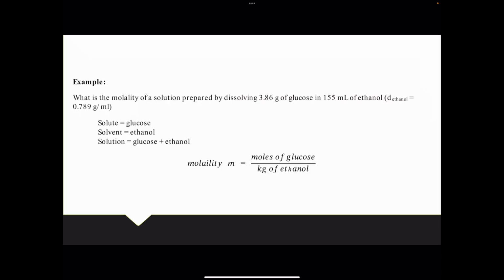So if we take a look at an example, we're asked the molality of a solution prepared by dissolving 3.86 grams of glucose in 155 milliliters of ethanol. If we break this down, again, identify our solute, solvent, and solution. We are dissolving 3.86 grams of glucose, so the glucose is my solute. It's being dissolved in 155 milliliters of ethanol, so that is my solvent. The solution is the glucose plus the ethanol.